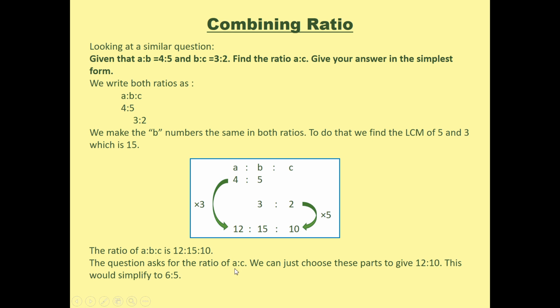The question asks for the ratio of A to C. So we can just ignore that B in the middle and just write our answer as 12 to 10, and that would simplify to 6 to 5.